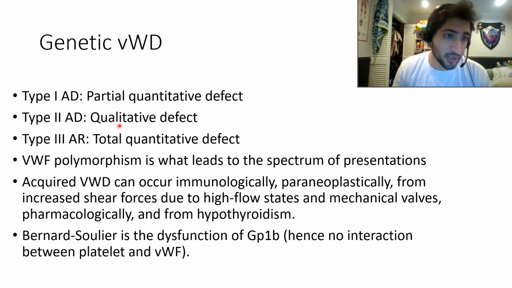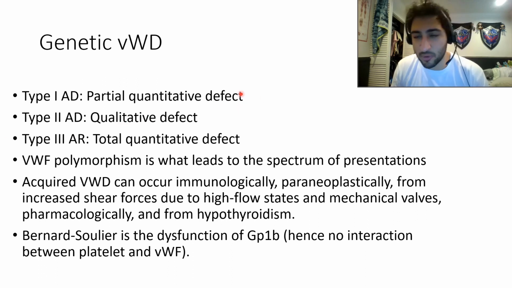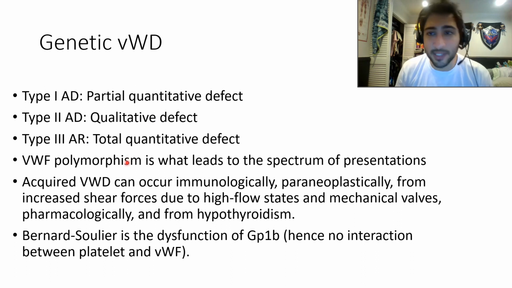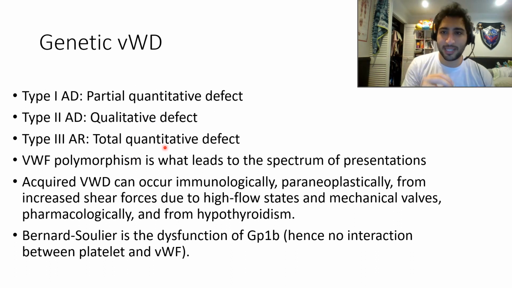Type 2 is an autosomal dominant qualitative defect. Most of what we detect falls under this category. That means there's a problem with the von Willebrand factor itself, even though your body makes a normal amount. Type 3 is autosomal recessive. Why? Because it's a total quantitative defect. So you don't need to just have one allele that isn't really making von Willebrand factor. You need to have two. All right, so it's a total quantitative defect.